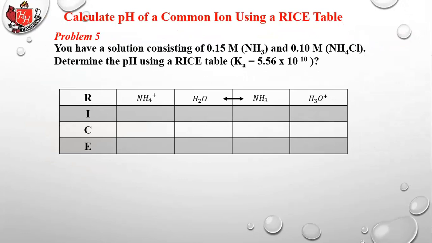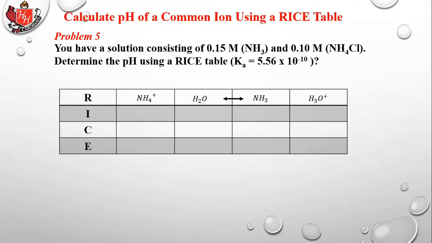Okay, new problem. Calculate pH of a common ion using an ICE table. Okay, so this is similar to the last one. So you have a solution containing 0.15 molar NH3, that's ammonia. Now you just kind of learn to recognize some of these common bases, ones that you see a lot. NH3, ammonia, is a base.